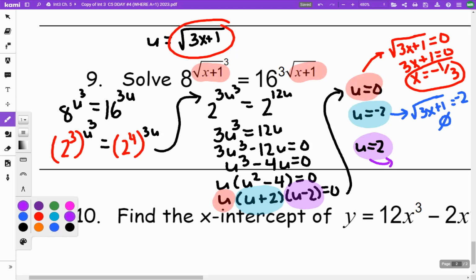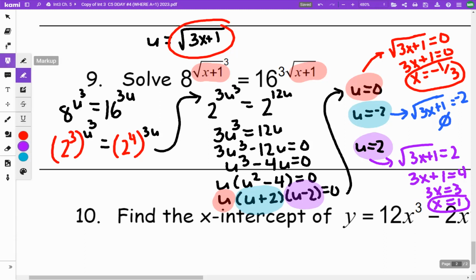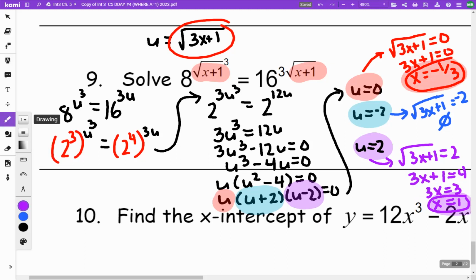Then this one here, I'm going to take the square root of 3x plus 1, set it equal to 2. I'm going to square both sides because it can equal a +2. That's fine. So 3x plus 1 is equal to 4. I'm going to minus 1. I'm going to divide by 3, and I get x equals 1. So I get -1/3 and 1 as my answers. So oops, I'm going to do this one in purple. A 1 and a -1/3. Those are my two answers.